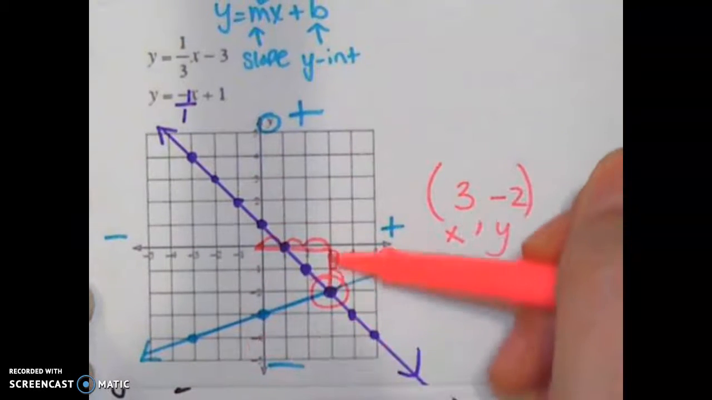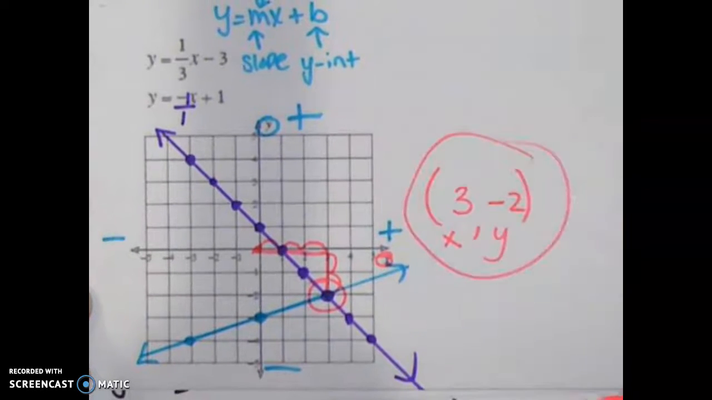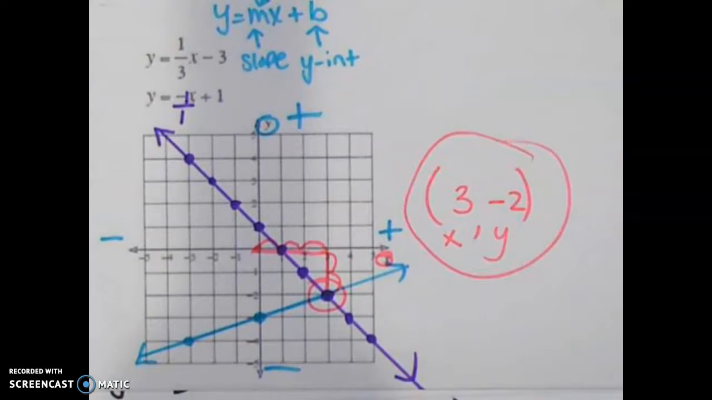So if I go up and down here, that means it's my y. So this is my final answer, 3 comma negative 2. So that is your problem of the day.